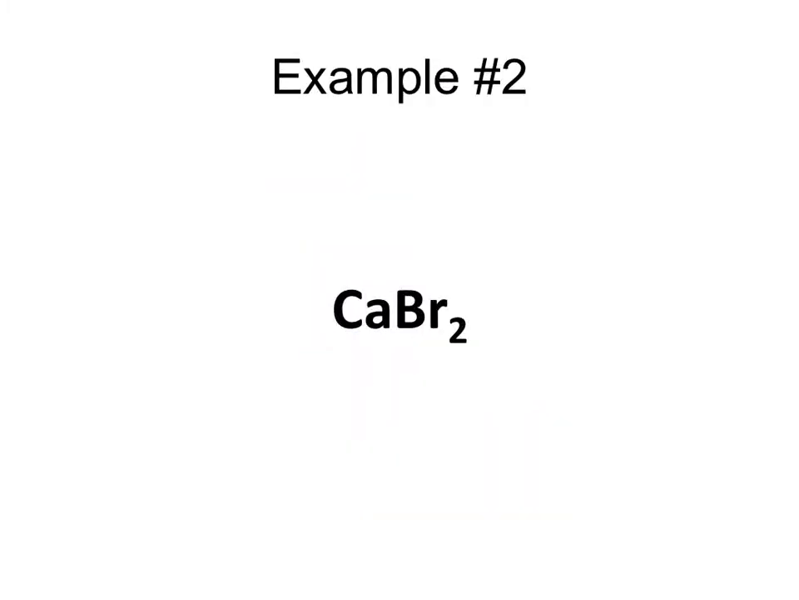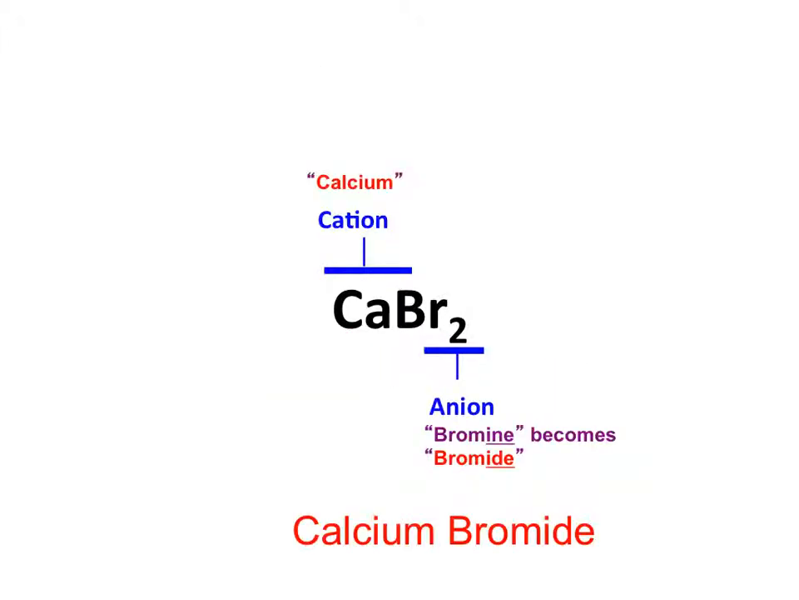Example 2 is also a binary ionic compound. We're going to go ahead and cut this in half. We know that calcium is the metal and bromine is the nonmetal. So Ca will get its regular element name, and Br, which is bromine, we'll drop the ending, gets the "ide," will become bromide. We do not worry about the subscripts in this type of compound, so the answer is calcium bromide.